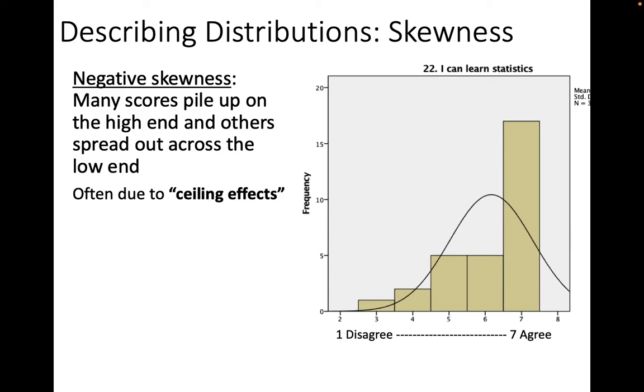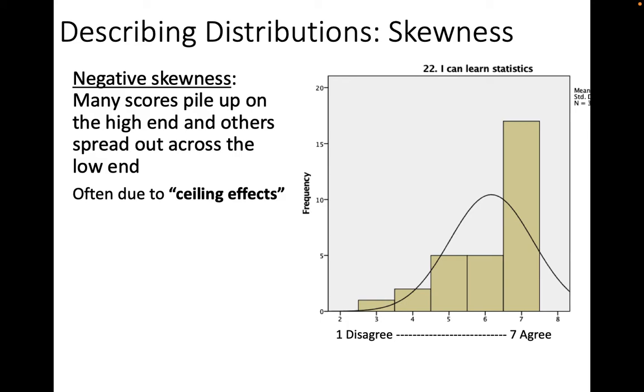All right, now on the other hand, we've got a negatively skewed distribution in which most of the scores pile up at the positive end and then spread out across the low end. Again, it's a negative distribution because the tail of the distribution is pointing in the negative direction on the number line. A negatively skewed distribution can be caused by an upper limit or by a ceiling effect.